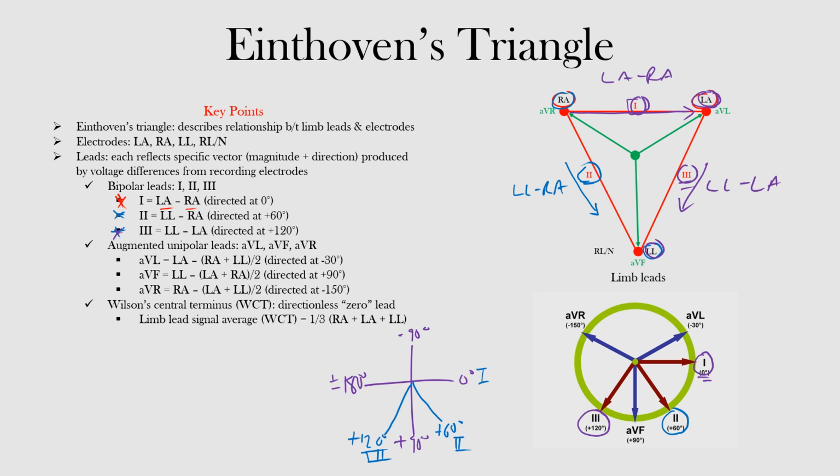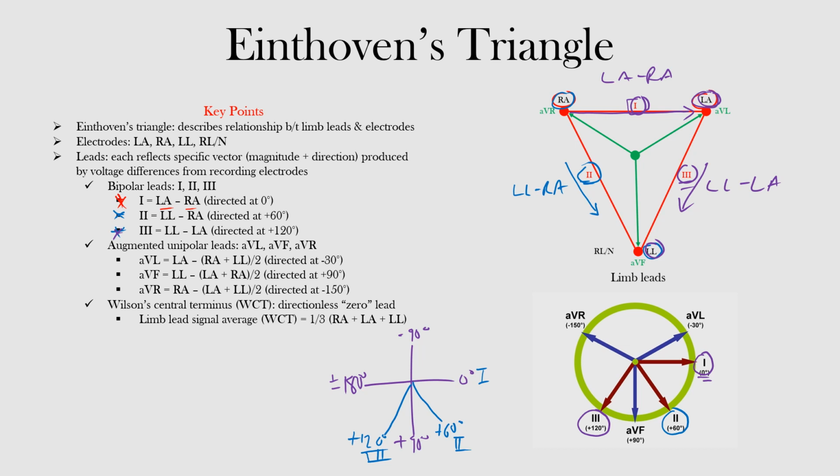So lead aVL is directed at negative 30 degrees in the frontal plane, and we can calculate it by first adding the voltages in the right arm and the left leg, and then dividing by 2, and then we take that and subtract that number from the voltage in the left arm.